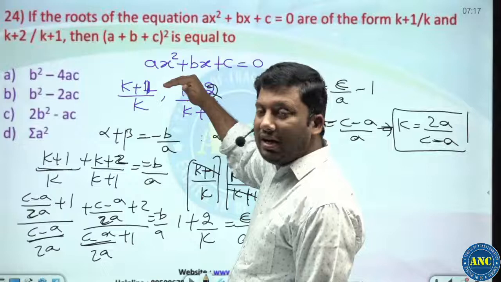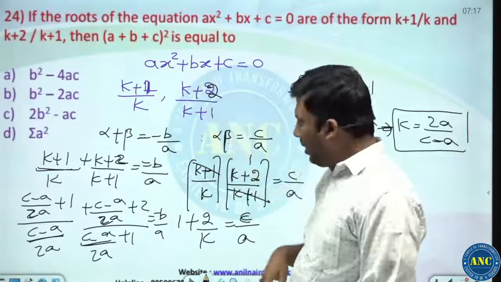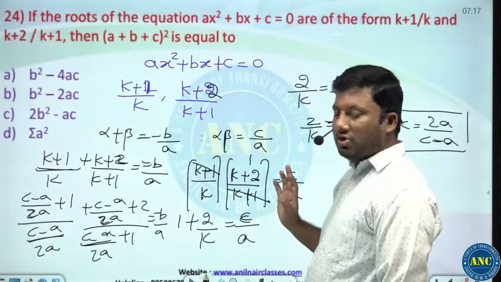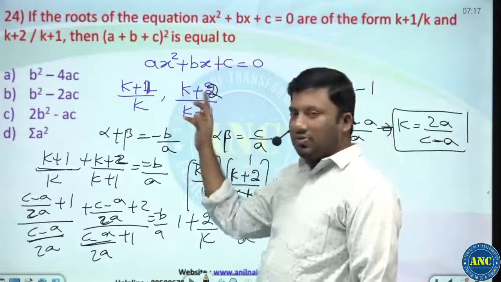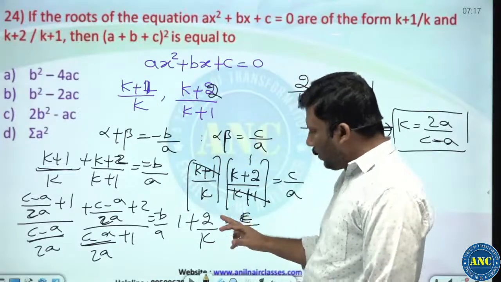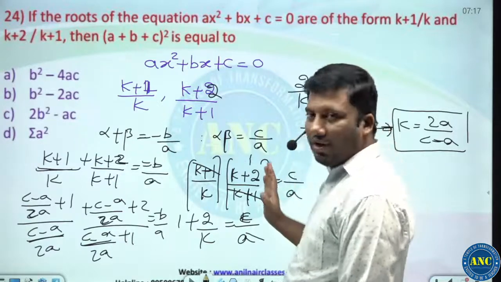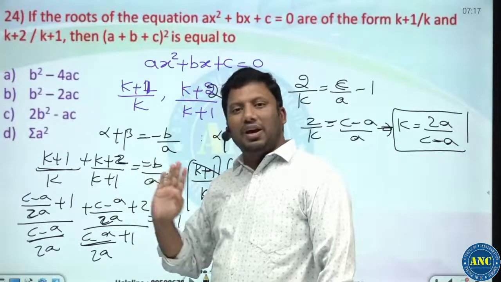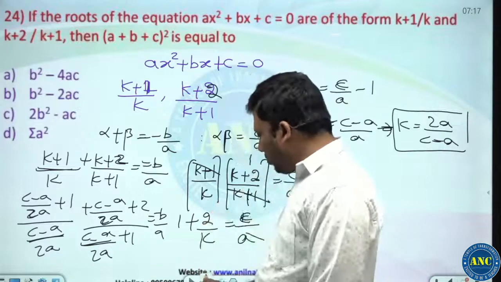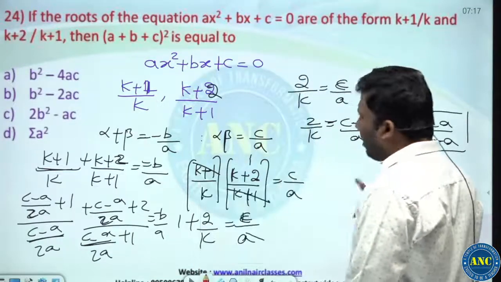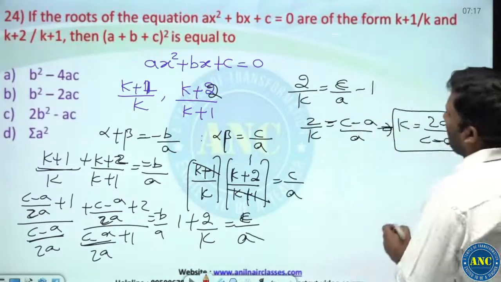So what I did: sum of the roots is given by minus b by a, product of the roots is given by c by a. k plus 1 cancels, 1 plus 2 by k equivalent to c by a. From there, I got the value of k. Substitute the value of k, you will get the answer. This is one way.